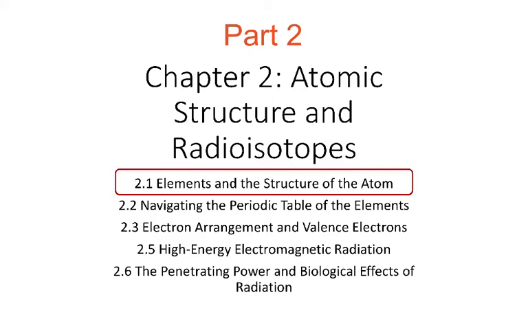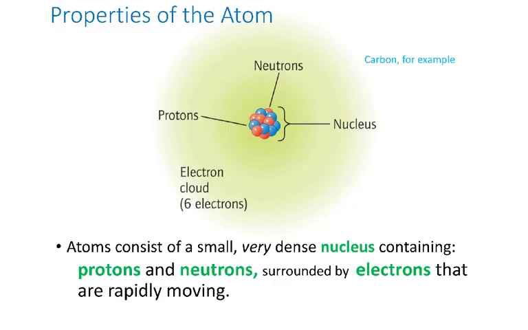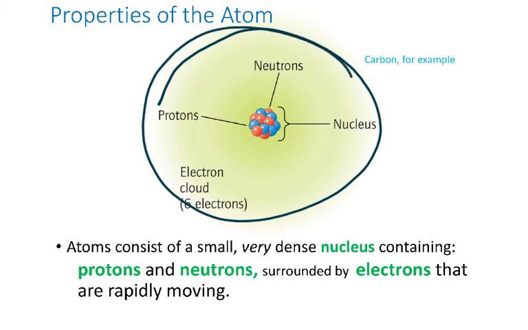All right, we are back for part 2 of section 2.1 lecture, Elements and Structure of the Atom. So we left off here looking at the properties of the atoms and a visual representation of protons and neutrons in a dense nucleus where all of the mass essentially is contained, surrounded by electron cloud that makes up the rest of the atom.